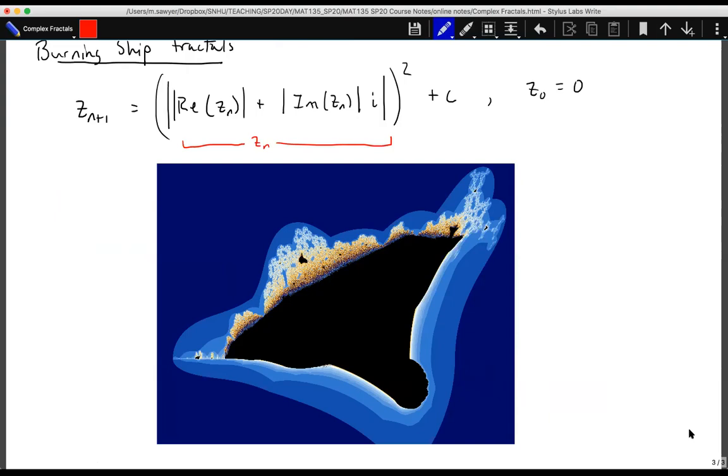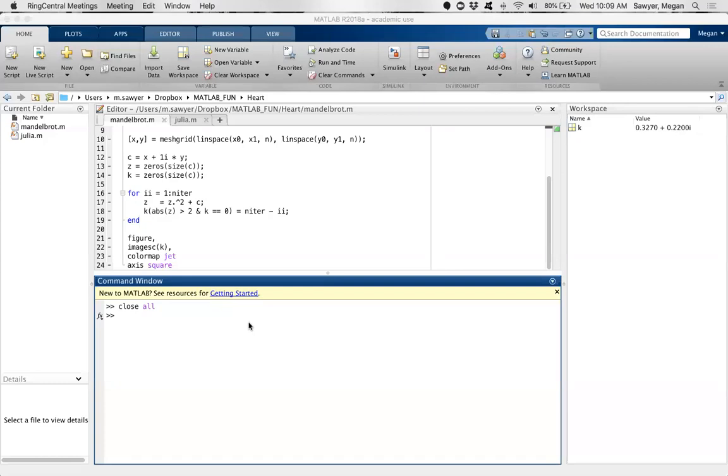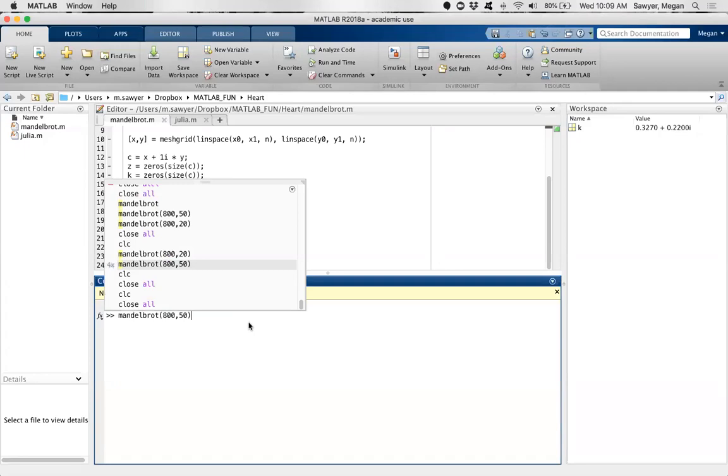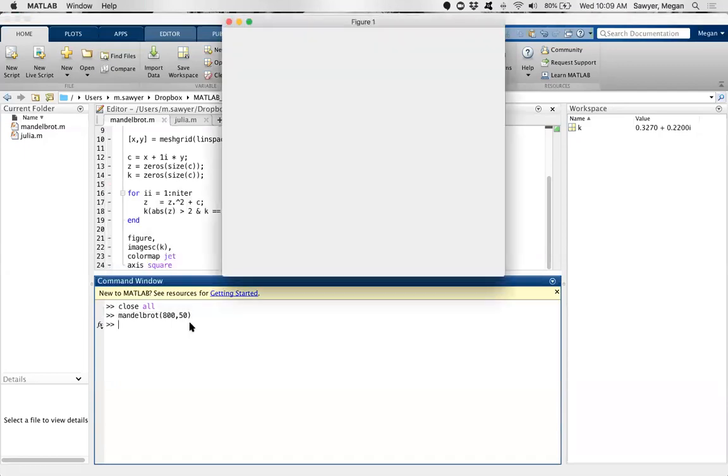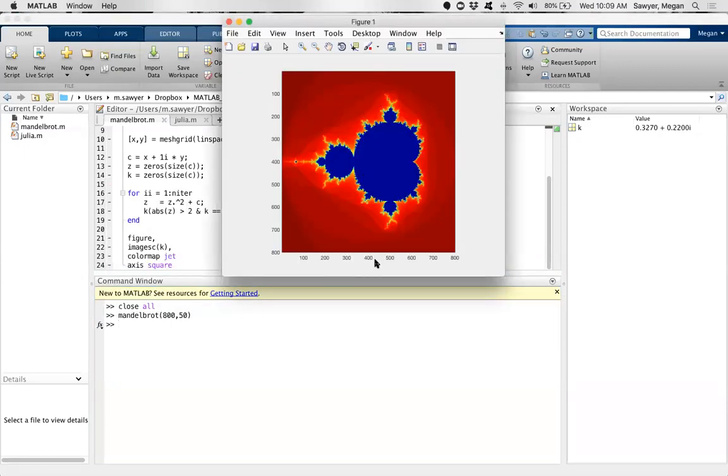So we're going to switch to some MATLAB, and I'll show you some different examples of fractals. We can step through a couple of iterations here. Okay, so let's take a look at this MATLAB code. This MATLAB code is set up to generate the Mandelbrot set. If I generate a Mandelbrot set with 800 steps and 50 iterations, I can get something that looks like this.